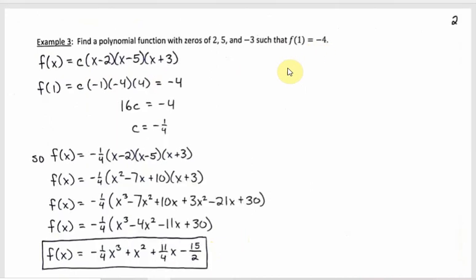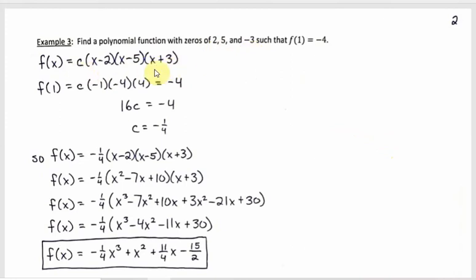Number 3 is basically the same idea as number 2, just a little bit longer, I think, because the zeros don't work out quite as nicely, right? This is easier when they're 1, 0, negative 1 than when they're 2, 5, and negative 3. But it's the same concept. If 2 is going to be a 0, we need x minus 2 as a factor. 5 is going to be a 0, we need x minus 5 as a factor. Negative 3 is going to be a 0, we need x plus 3.